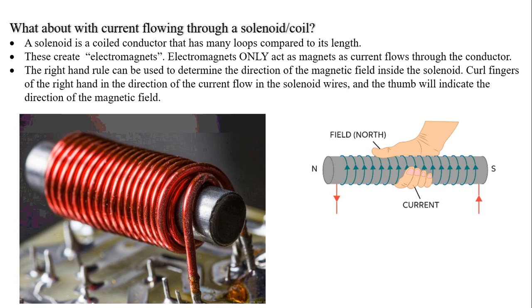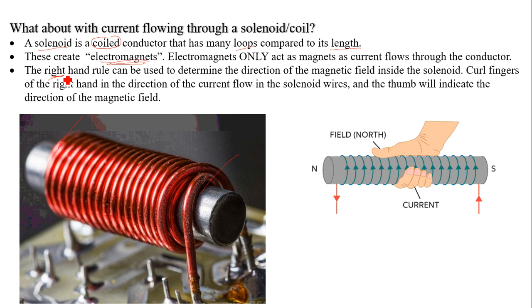You can also have wire that's not straight, but wrapped around so that we have many loops relative to the length. The picture shown here is referred to as a coil, or also a solenoid. Again, that's where you have many loops compared to the overall length of the structure. This is the basis behind electromagnets. I'll show you a little bit of an animation here in a second. We can also determine the direction of the magnetic field around a solenoid.